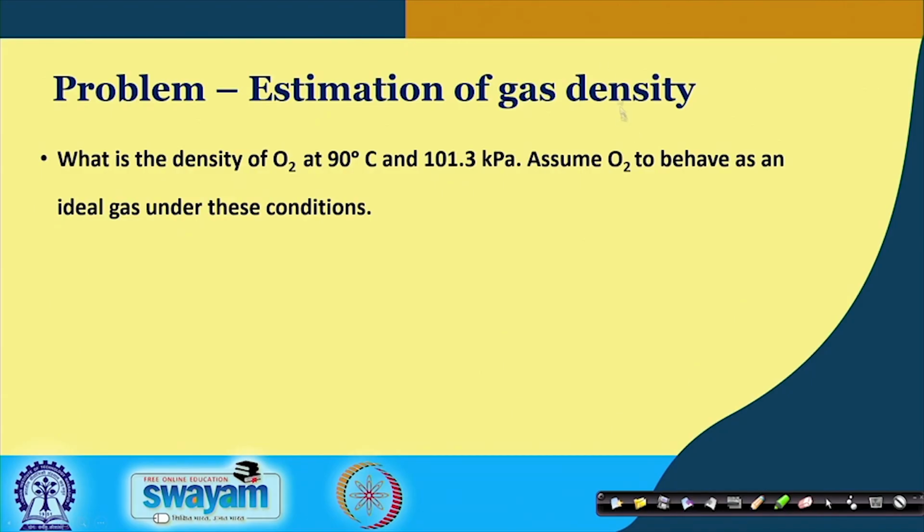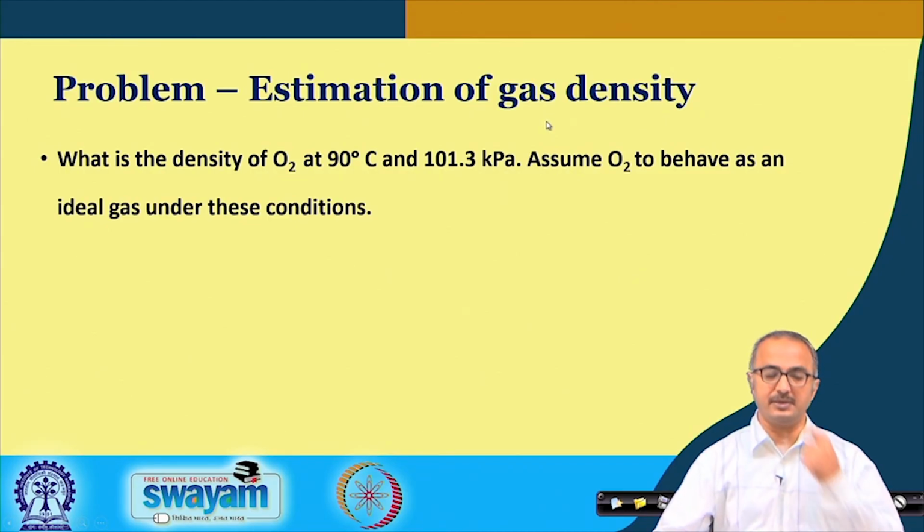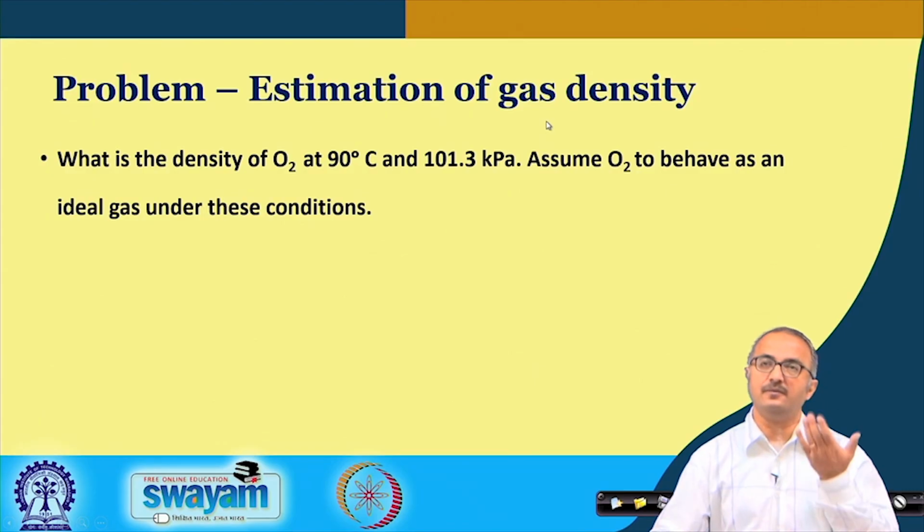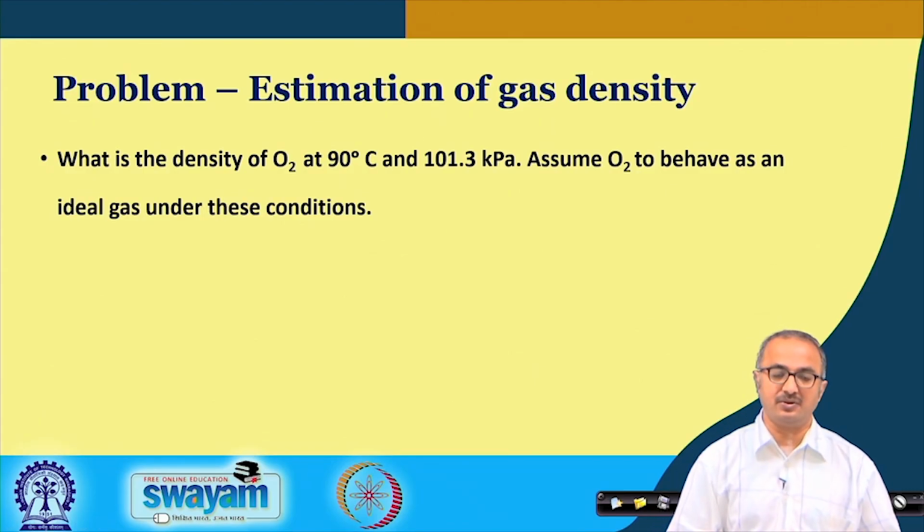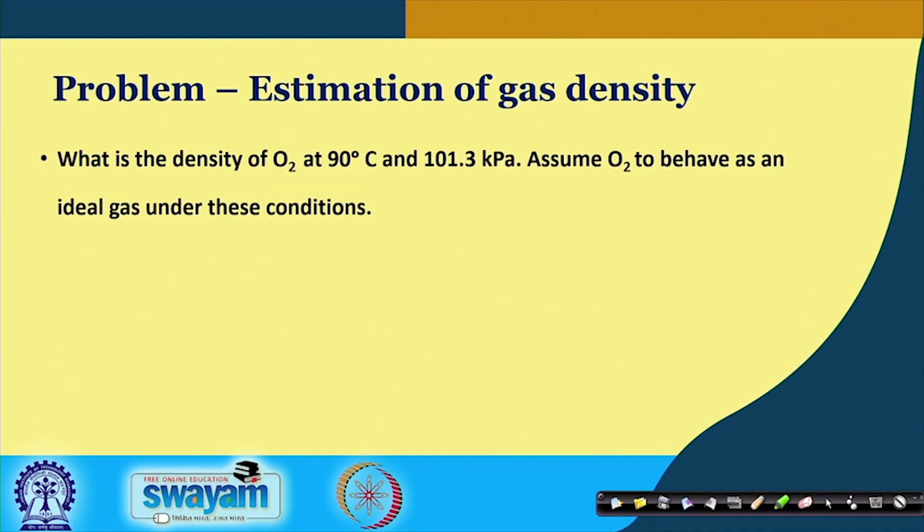First is the problem on the estimation of gas density. This is a very common problem you have perhaps done many a time, and you know that we use some kind of gas law, whether ideal gas or non-ideal gas. So, first we take up one problem, that is to estimate the density of oxygen at 90 degrees centigrade and 101.3 kilopascal, that is about 1 atmosphere.